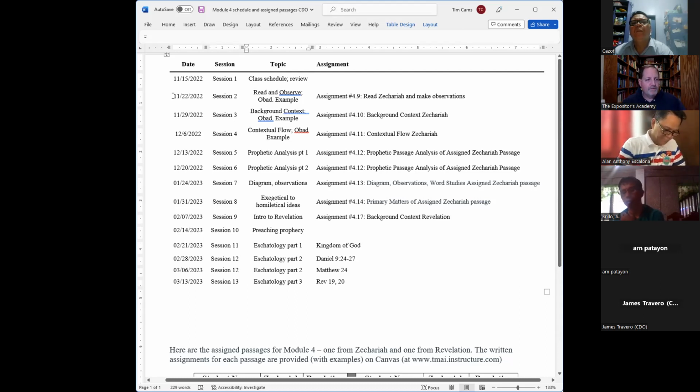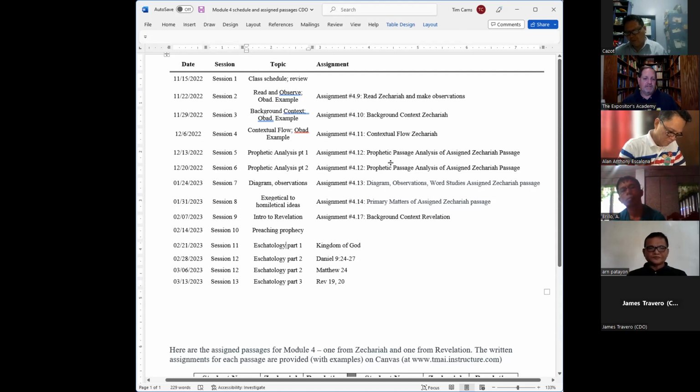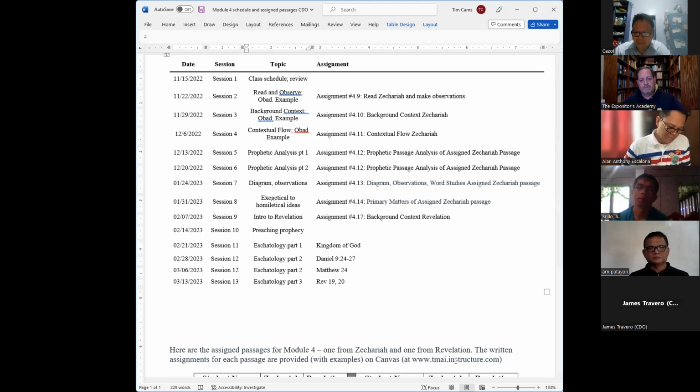But basically, we will have covered all of the key written assignments for your Zechariah passage by next week or the week following. We'll review those together. And they'll be the same for your Revelation passage. These assignments will be the exact same for both your Zechariah and your Revelation passages. So this is the plan, Lord willing, going forward on what we want to cover.